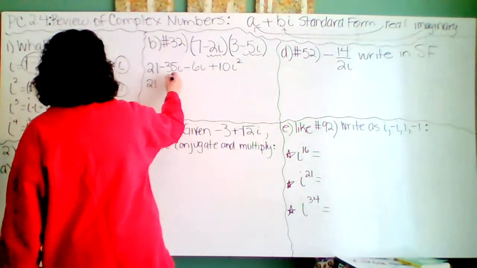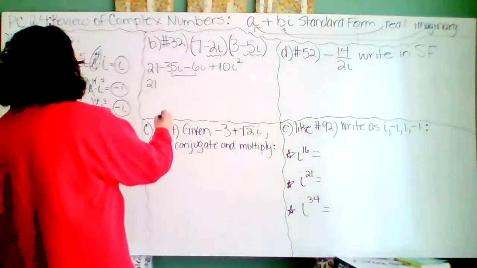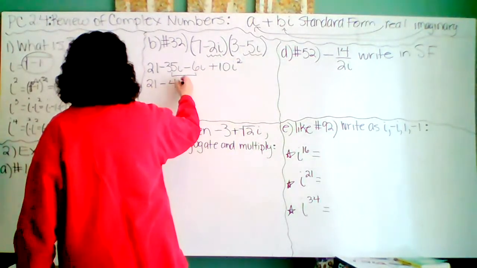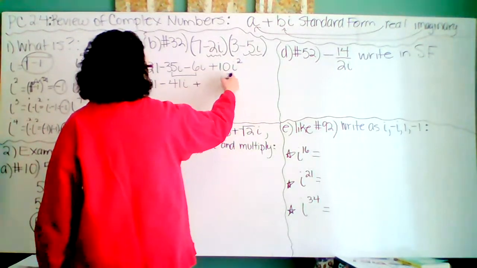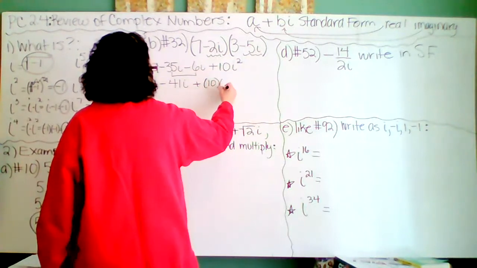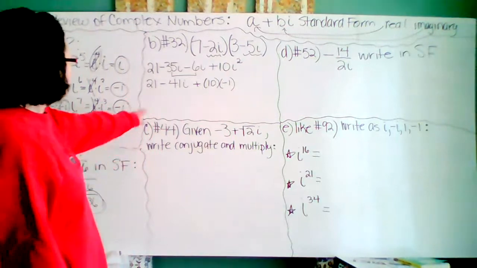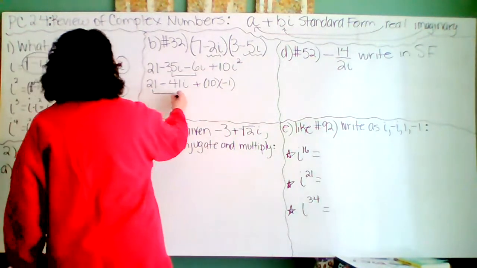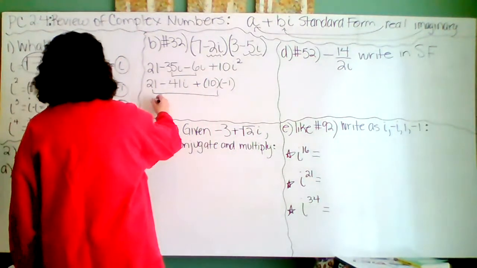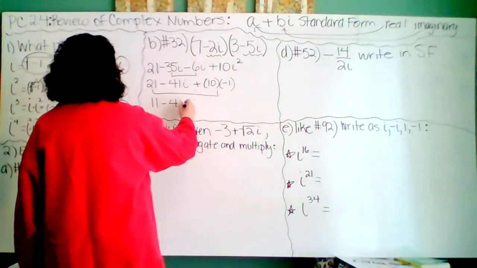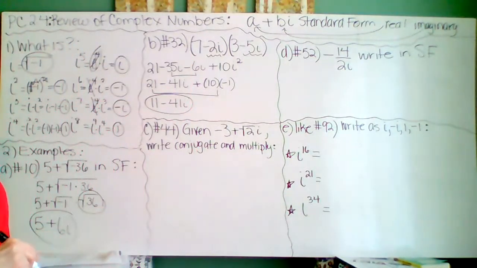We have 21, negative 35i minus 6i is a negative 41i. Now, notice this is 10 times a negative 1. i squared is a negative 1. So I can combine these like terms. 21 minus 10 is 11 minus 41i. That is our answer from this multiplication in standard form.